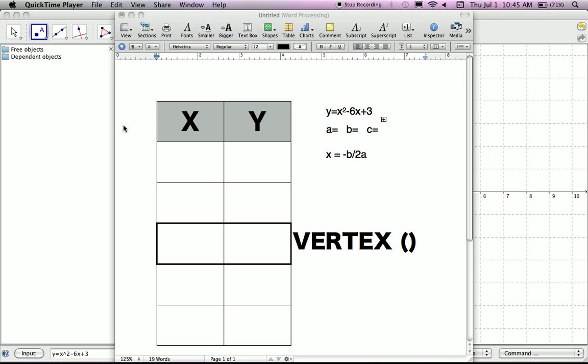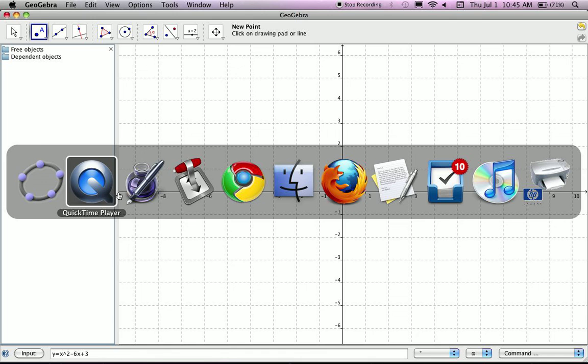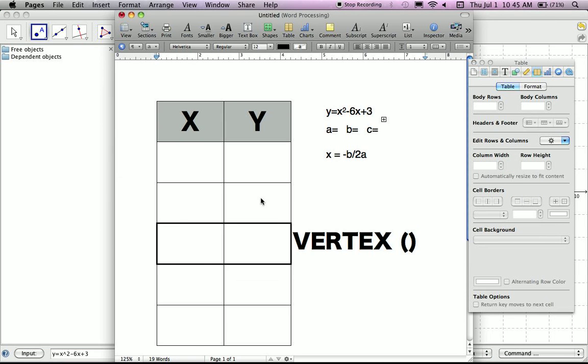Alright, today we are going to graph this equation here, or this function, on a coordinate plane. Here's our coordinate plane. We're going to use GeoGebra to do that. And since we're going to graph that function, the first thing we need to do when graphing a quadratic function is identify a, b, and c.